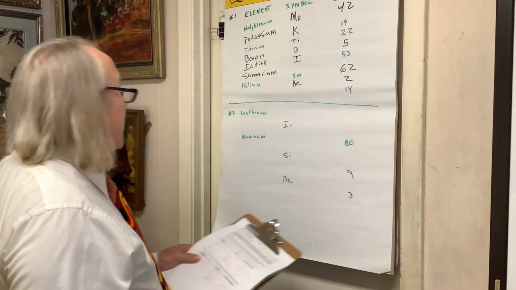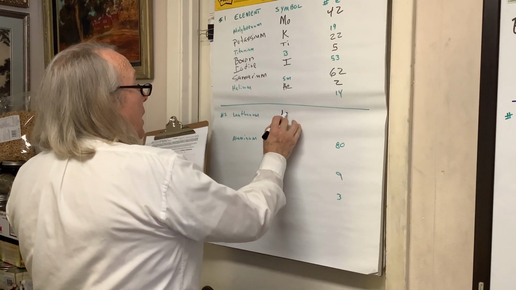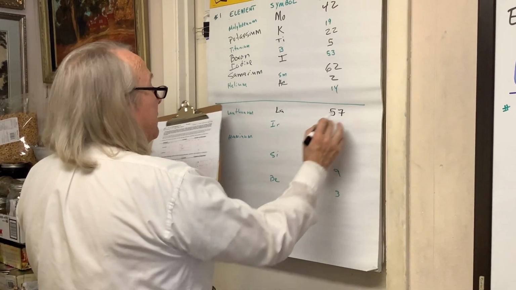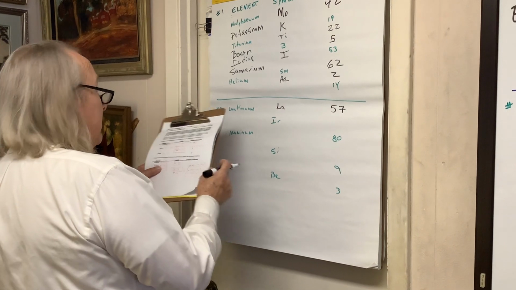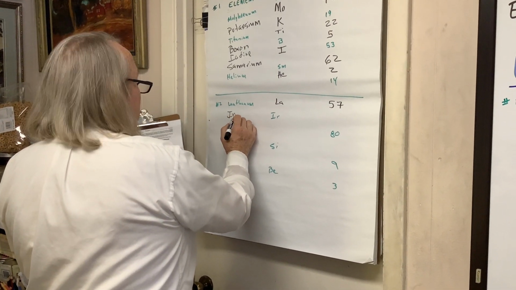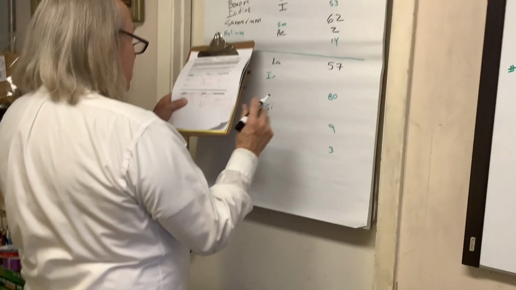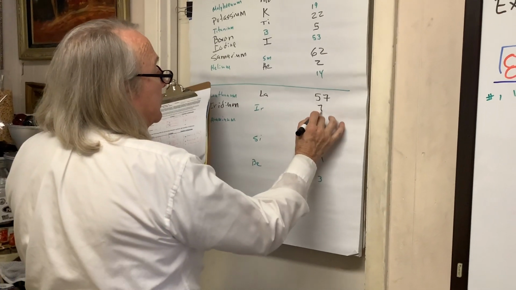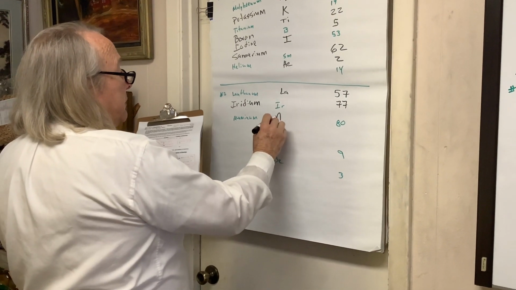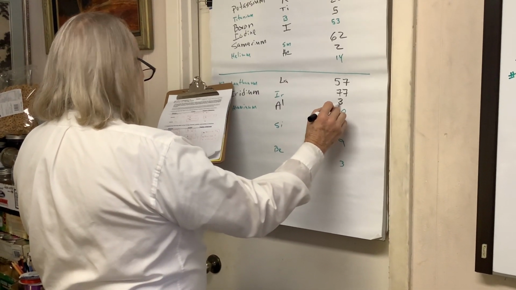Okay, so lanthanum has the symbol La. It's element number 57. It has 57 electrons. Ir is iridium, like the failed satellite sat phone company, Iridium. It's element number 77. Aluminum is abbreviated Al. It's element number 13.